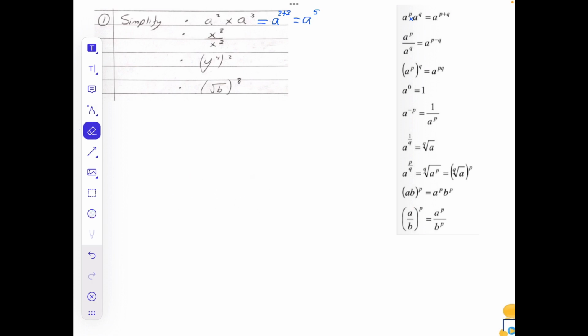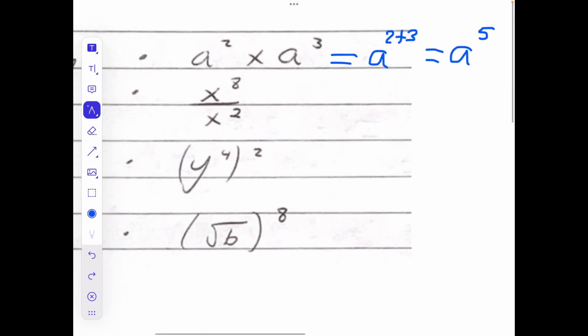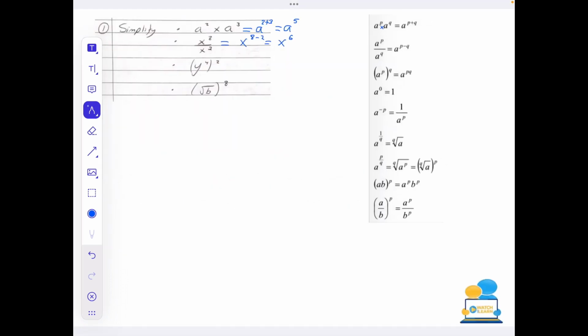Okay, question 2 then, or part 2 of it, we see they're dividing. So look over to the right hand side, look at our rules and try to match it up. So there, it's the second one. When we're dividing, what does the rule say to do? It says to subtract the powers. So that will be x to the power of 8 minus 2, which is just x to the power of 6. Again, we can only use that rule when the bases are the same, so there were x's in both parts.